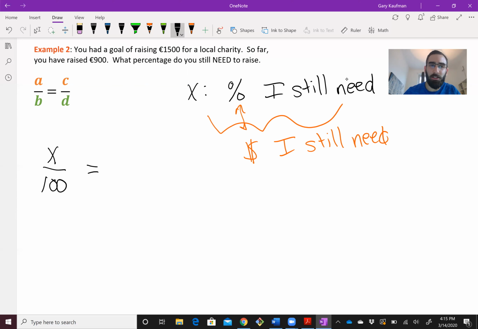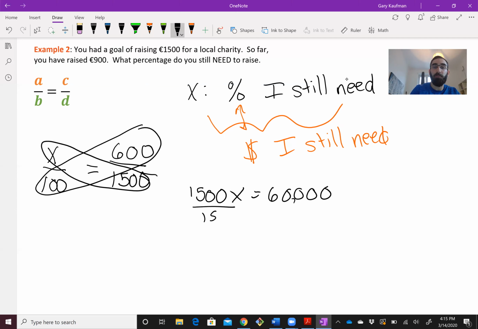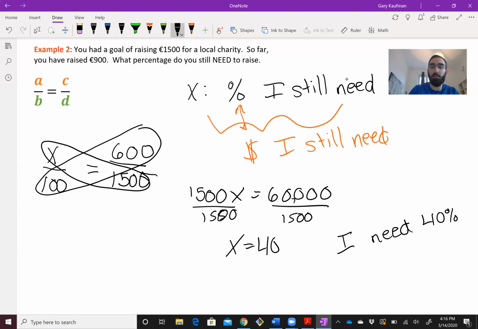The money I still need. Well, I've raised 900. I want 1,500. That means I need 600 out of the 1,500. Cross multiply. I have 1,500x equals 60,000. Divide by 1,500. That's 60,000 divided by 1,500 is 40. So I need 40% more.